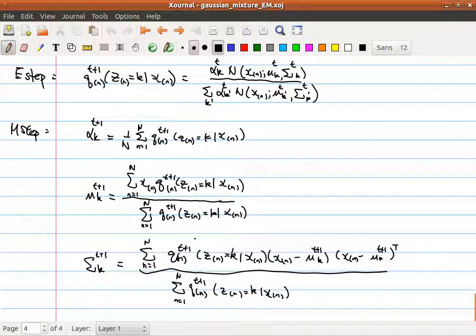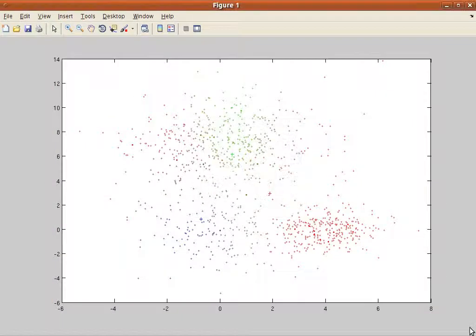That's the distribution of a data point belonging to any particular distribution K. So after we update alpha, mu, and sigma, we'll just go back to the E step and continue to iterate like this, back and forth.